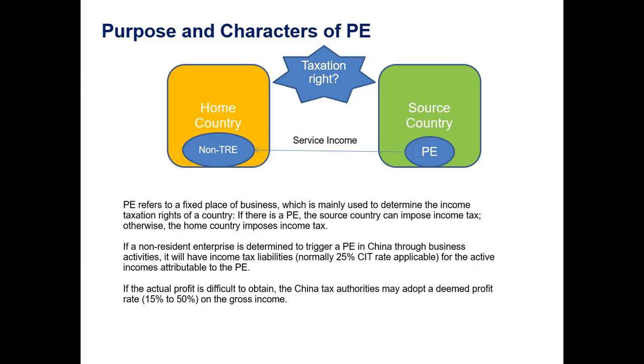If there's a PE, the China tax authority has the taxation power, and the standard tax rate is 25%. If the actual profit can be provided, then you can pay income tax on the actual income. In China, there is such a kind of representative office, a representative office of a law office, which pays corporate income tax based on its actual profit. But some other representative offices are unable to tell what their actual profit is. So the tax authority uses the cost plus method to calculate it with a deemed profit rate. For a rep office it is normally 15%, and for other kinds of PE, the deemed profit rate ranges from 15 to 50% on the gross income.